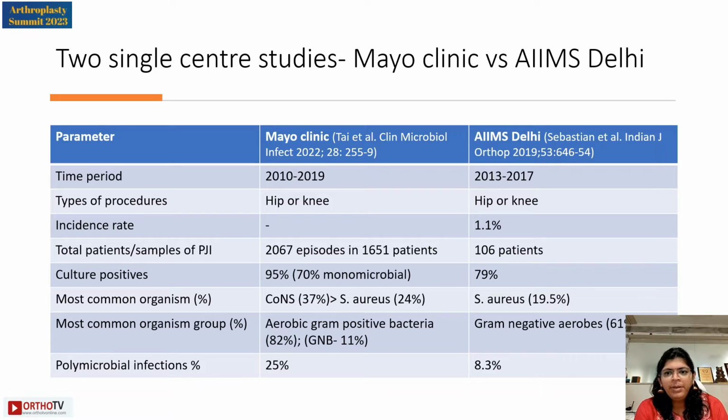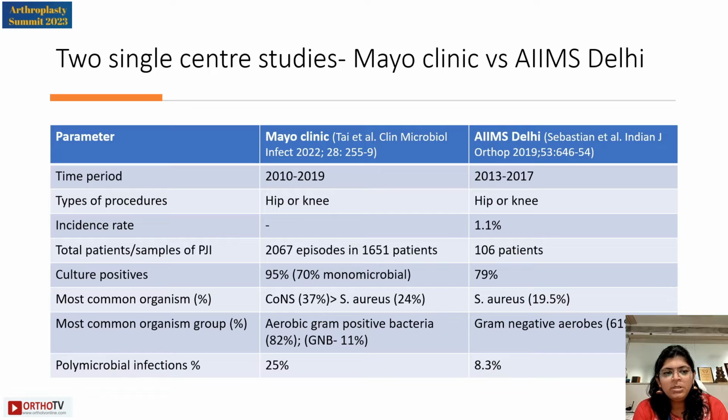I have here just compared this data with that of another big single center study from the Mayo Clinic, which has looked at around 2067 episodes from 1651 patients. So some interesting observations here are that the culture positivity in Mayo Clinic is much higher at 95% versus 79% in the AIIMS report. And the main important organism causing infection as a single organism is Staph aureus in the AIIMS study, whereas it was coagulase negative staph in the Mayo Clinic study.